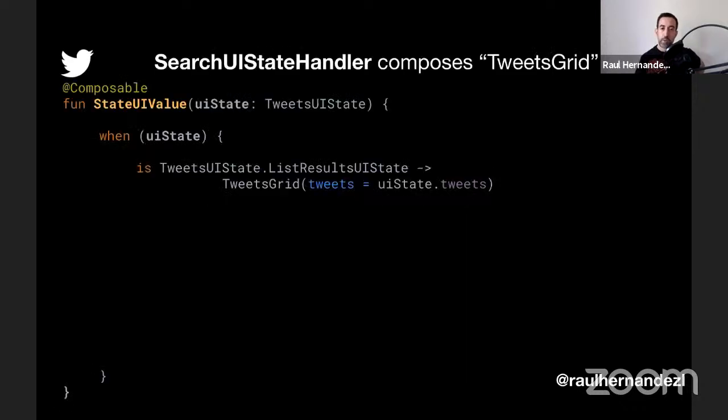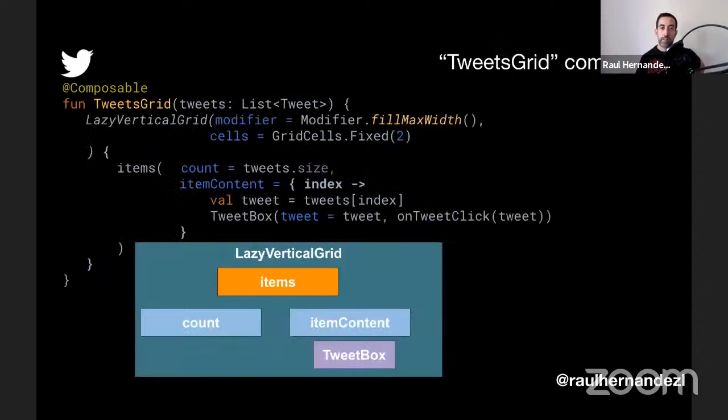We have the state UI value that we saw a moment ago, and then we go to the first of the UI states, the list results UI state. So I define an element that is another composable function that has a tweets grid composed by a set of tweets, a list of tweets. Basically, I use a lazy vertical grid with a modifier having max width, and then a couple of cells, one for different columns. This also can be adaptive. This is actually kind of a temporary implementation.